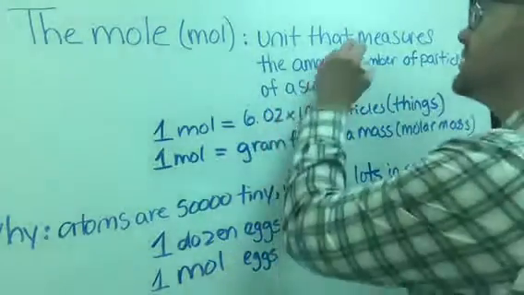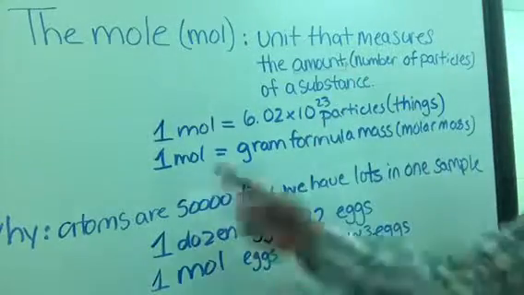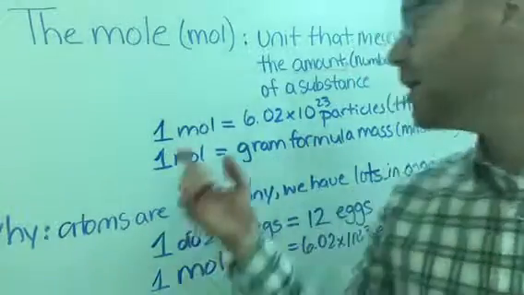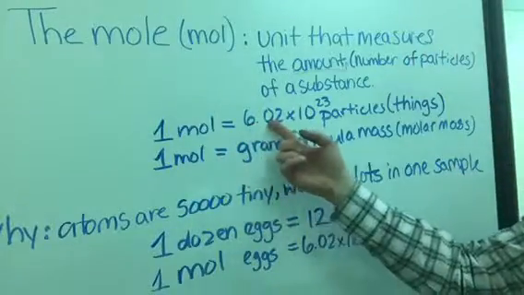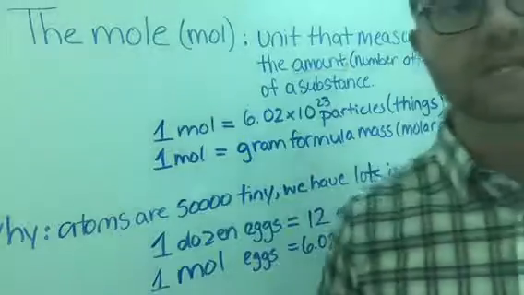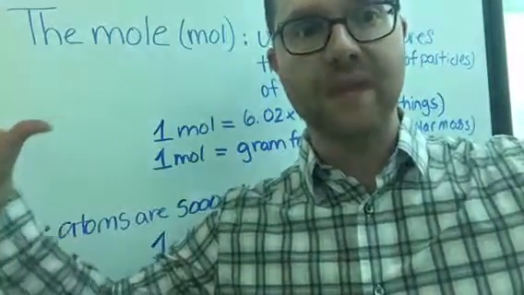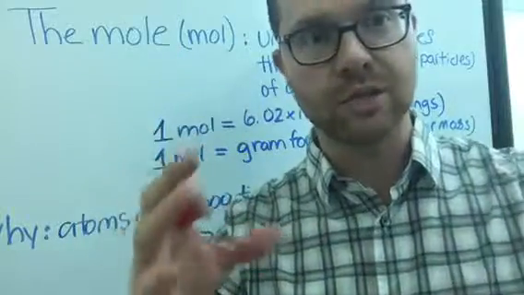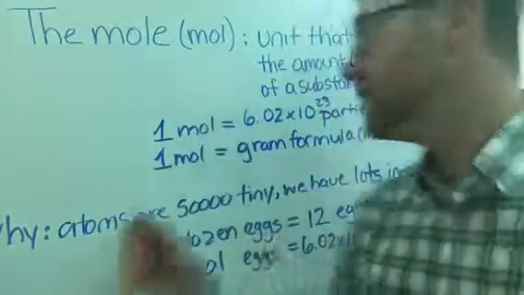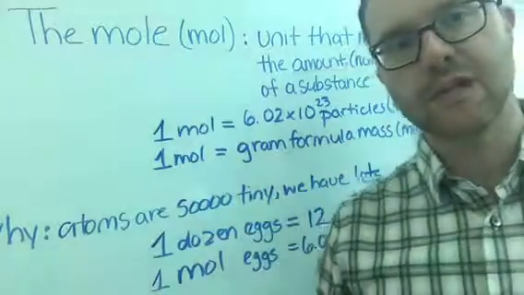The key thing to understand is that it is an amount, alright? It is an amount. So, what is the amount of? Well, 1 mole is equal to 6.02 times 10 to the 23 particles or things. So whenever you have a huge amount of things, like 6.0 times 10 to the 23, then you have 1 mole.